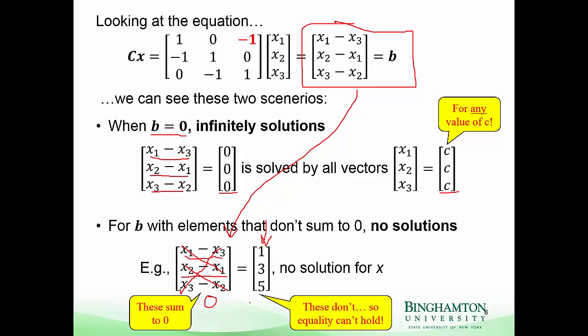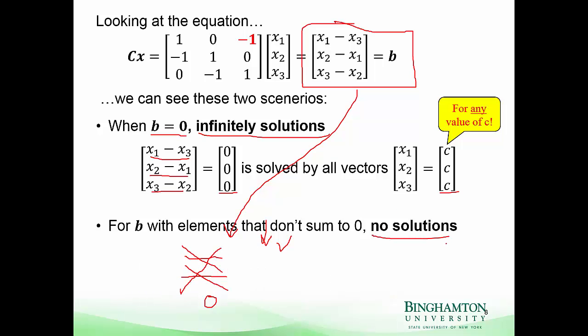So the sum of the elements on the left is equal to 0. And so that must mean for there to be a solution, the sum of the elements on the right side must also be equal to 0. But I picked a b for which they don't. So there is no x vector for which this will work. No matter what x vector I pick, there's no way I can make it satisfy this equation. So that's a case where there are no solutions. So suddenly we see two different scenarios. I picked one b and I got infinitely many solutions. I picked another b and I got no solutions.